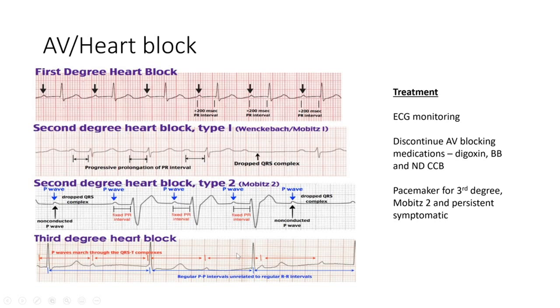Okay, and type 3, what we can see here in this diagram is marked the P waves. Now the P waves are quite regular here, but we can see they have no relationship to the QRS complexes. So that's what we see in third degree heart block, that there's no relationship between the P wave and the QRS complex.